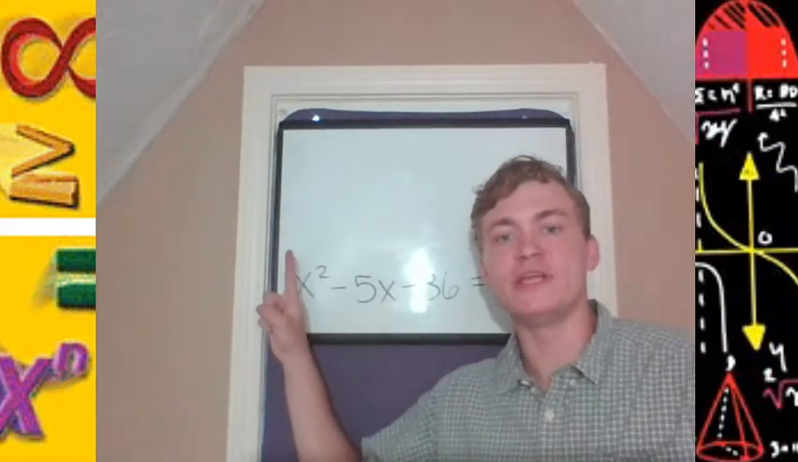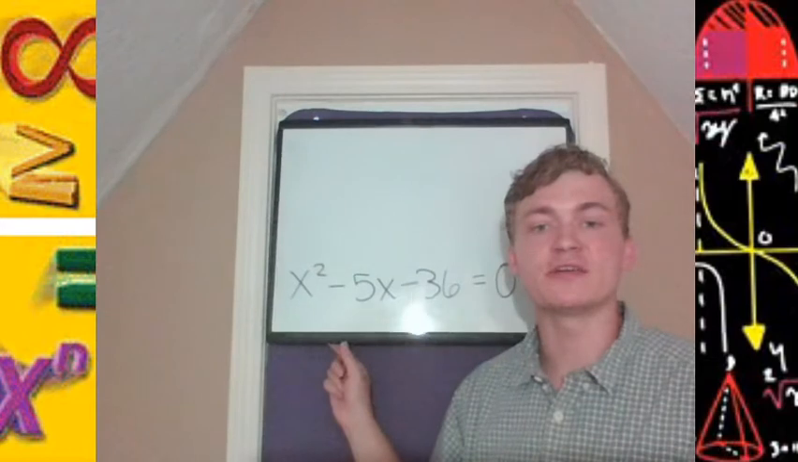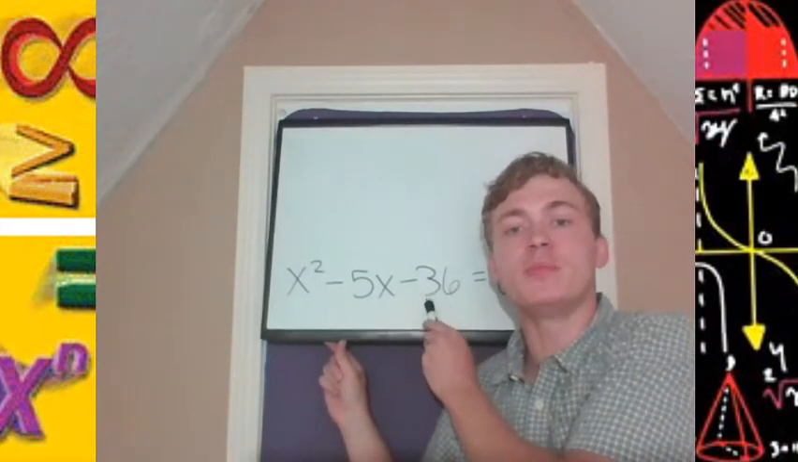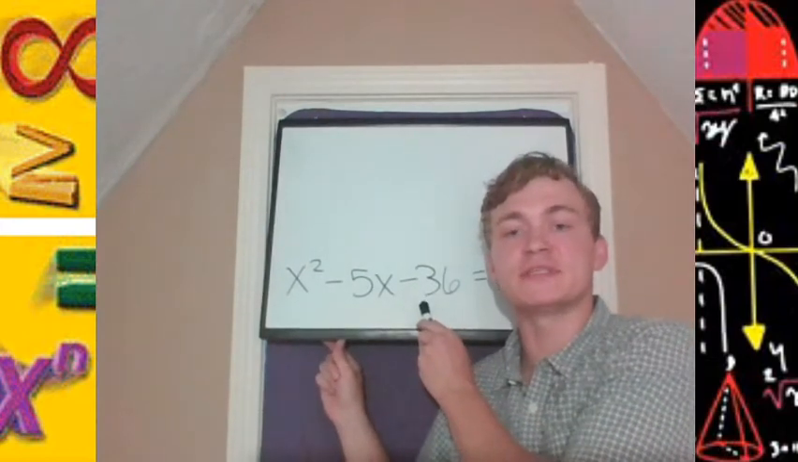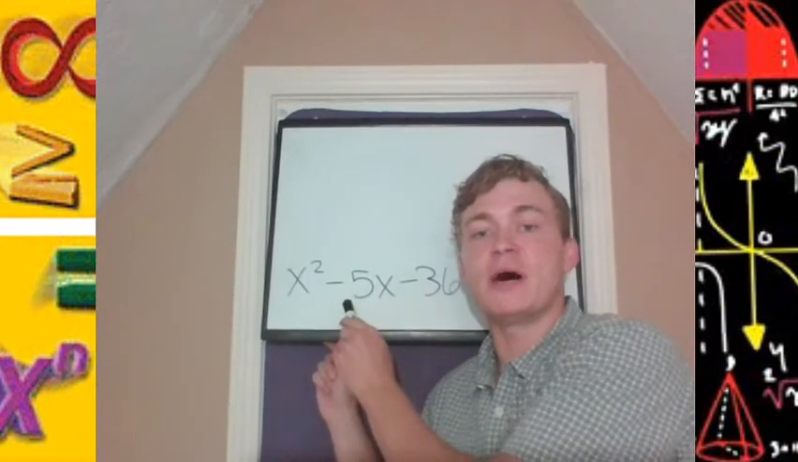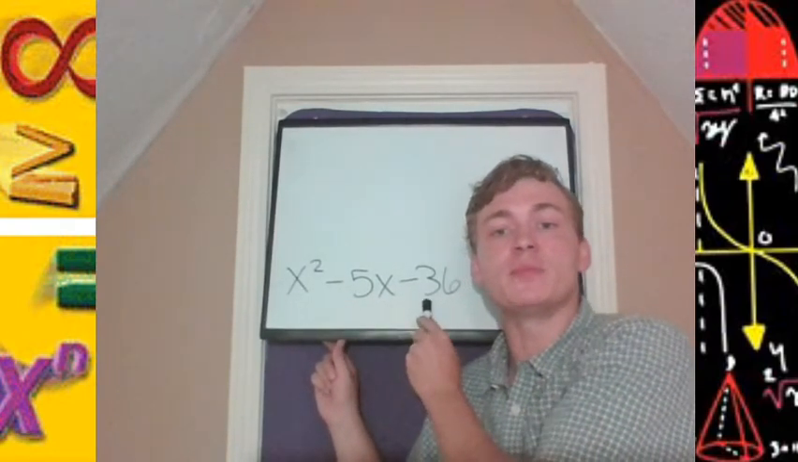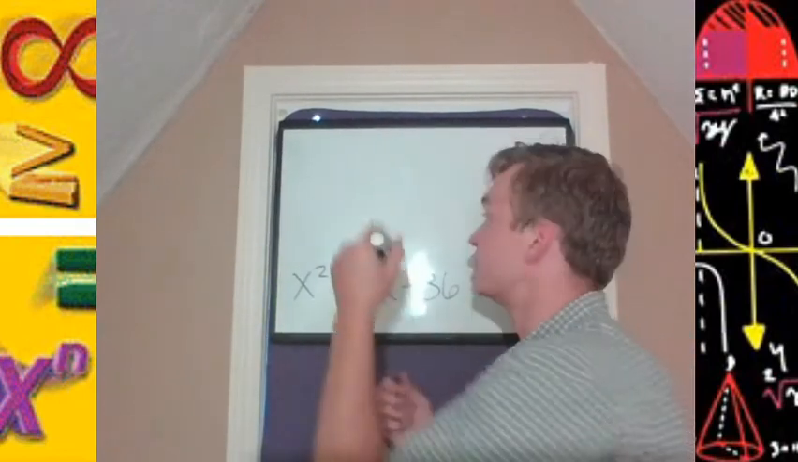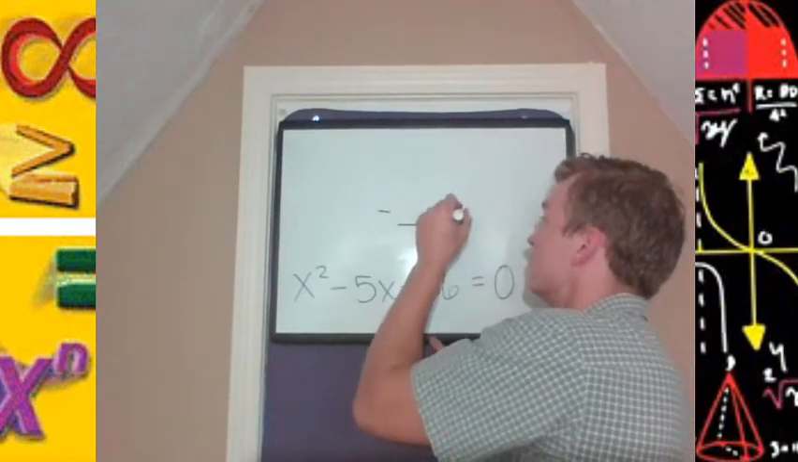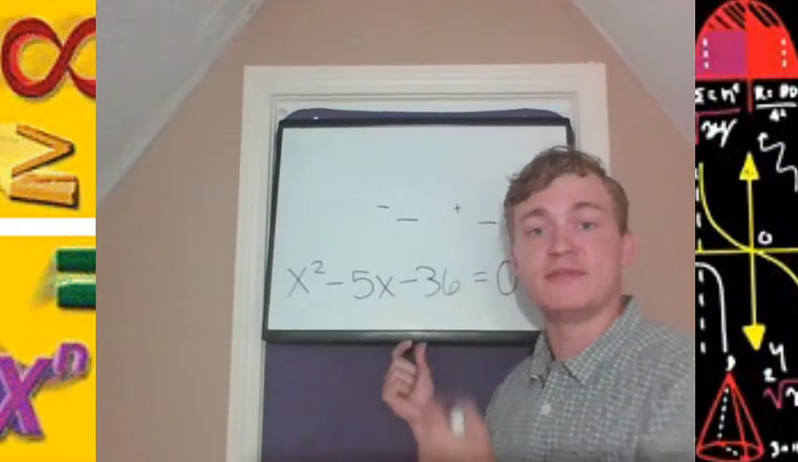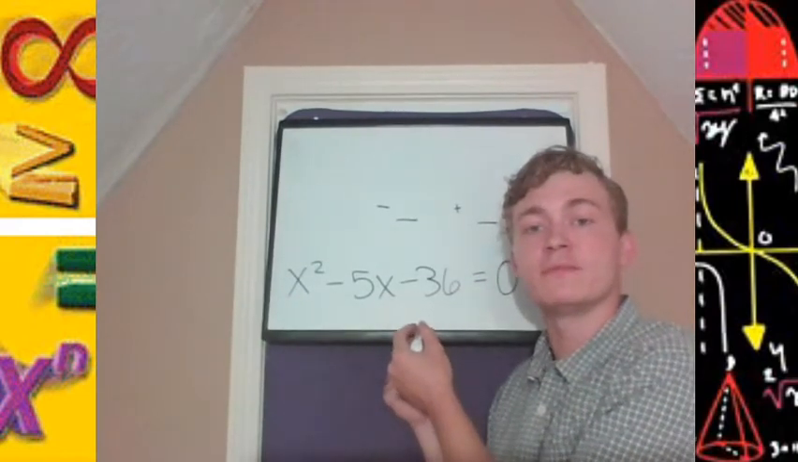The leading coefficient here is 1. So we ask ourselves what two numbers will multiply to give us negative 36 that will at the same time combine through addition to give us negative 5. Now, two numbers that multiply to give us negative, one of those numbers must be negative and one of those numbers must be positive. That's the only way to multiply to get a negative.